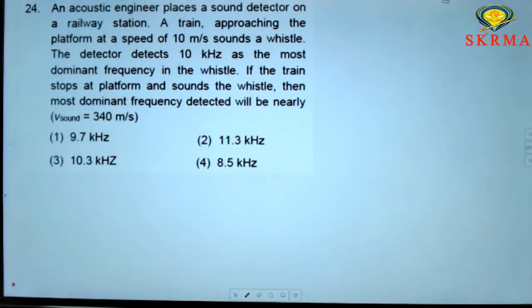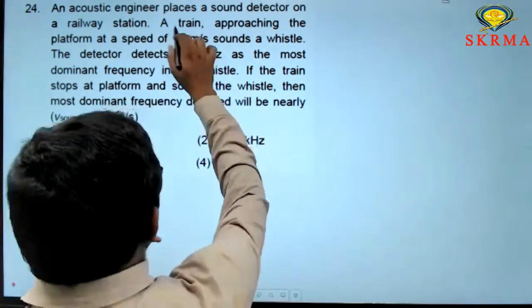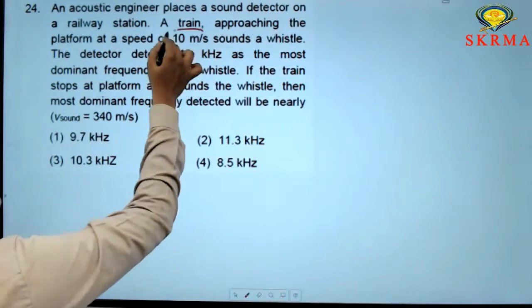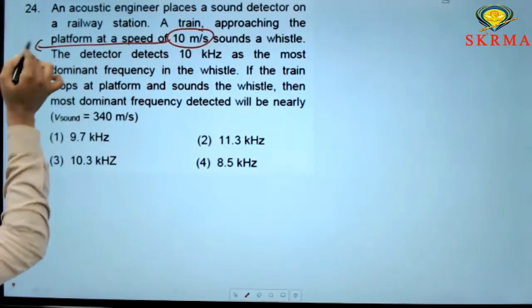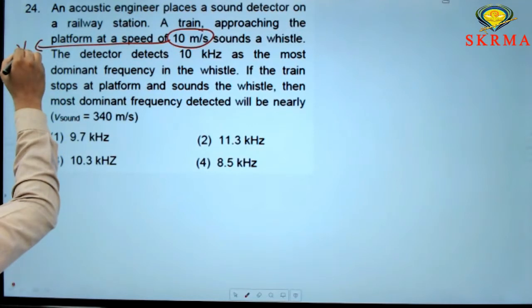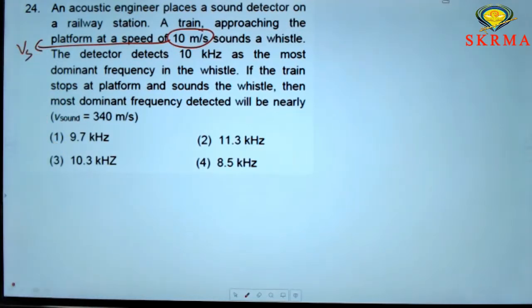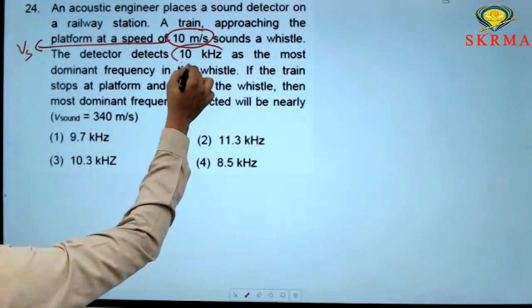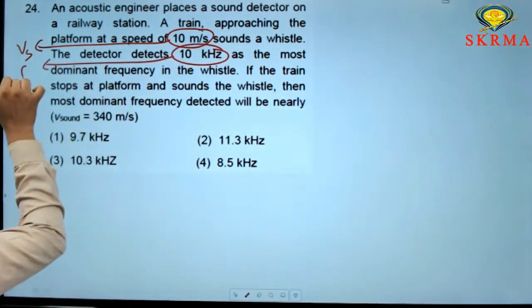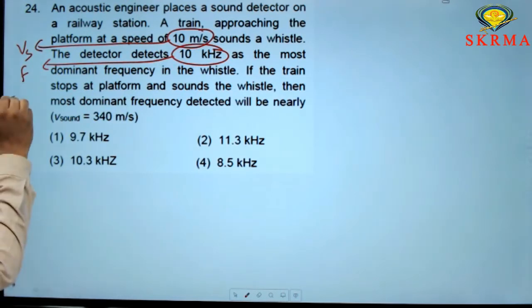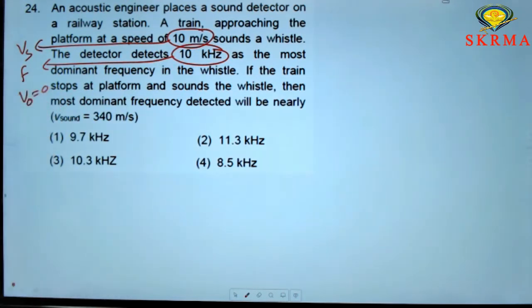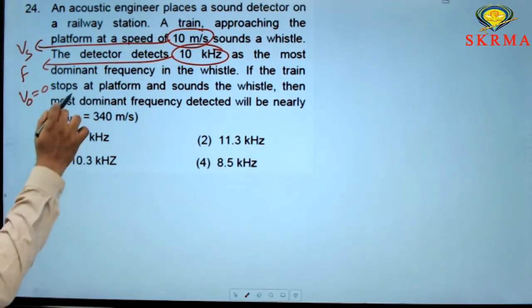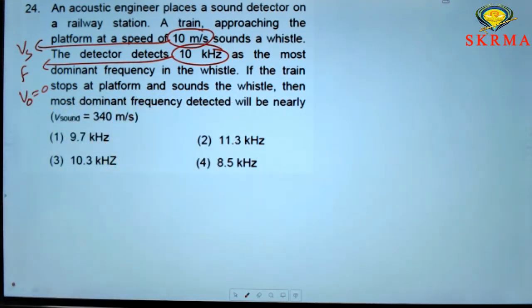Next. An acoustic engineer places a sound detector on a railway station. A train approaching the platform with a speed of 10 meters per second. That means this is the source, velocity of source. Now, the detector detects 10 kilohertz. That means frequency detected by the detector. That means the observer is at rest. Now, if the train stops at the platform, then sounds the whistle, then the most dominant frequency detected is nearly. So, this is the observed frequency.